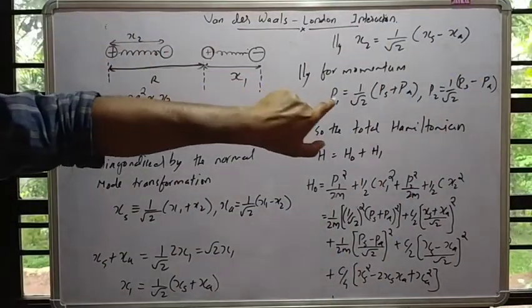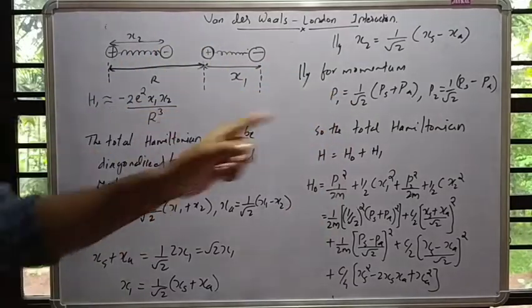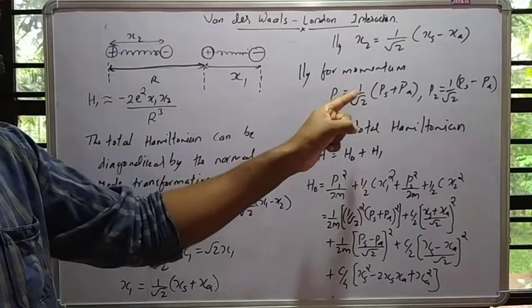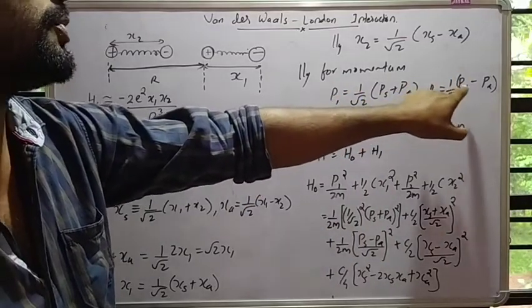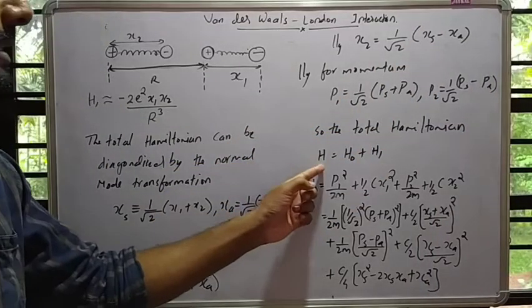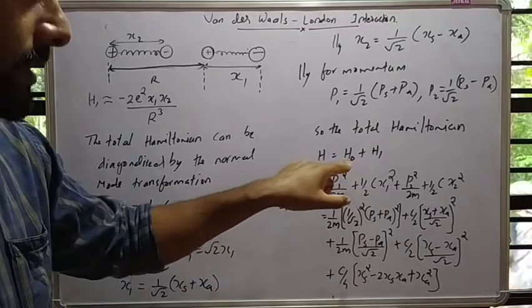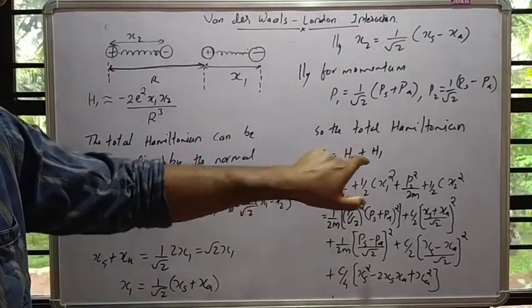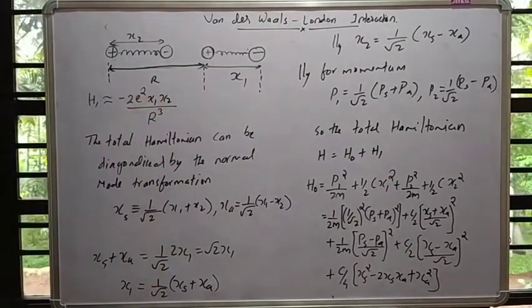Similarly, we are taking the momentum of these two oscillators also like this. P1 is equal to 1 over under root 2 into p_s plus p_a, and P2 is equal to 1 over under root 2 into p_s minus p_a. So the total Hamiltonian we know is H equal to H0 plus H1, where H0 is the energy of the uncoupled oscillators and H1 is the Coulomb interaction energy.